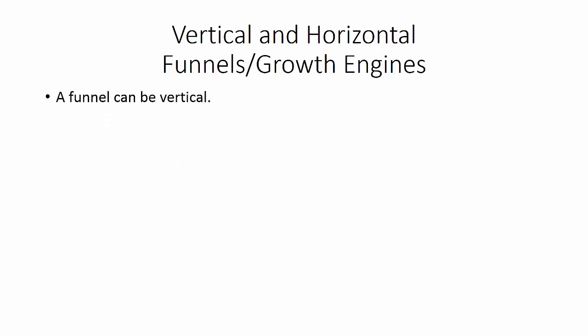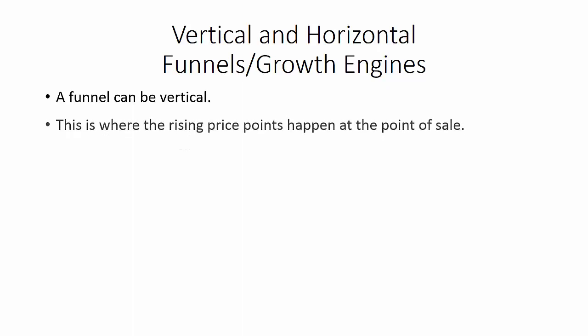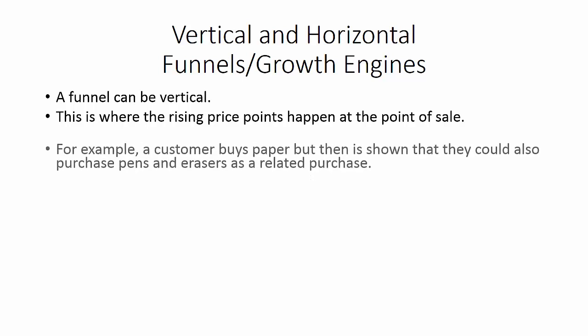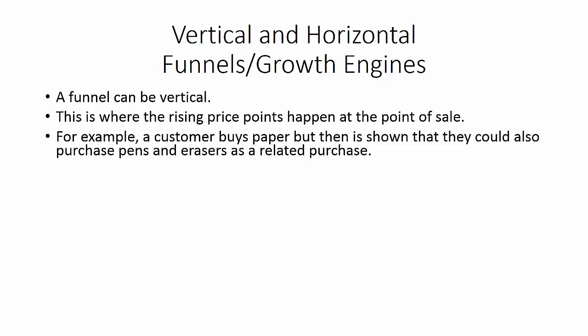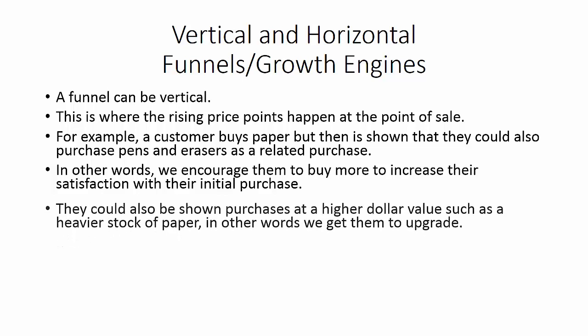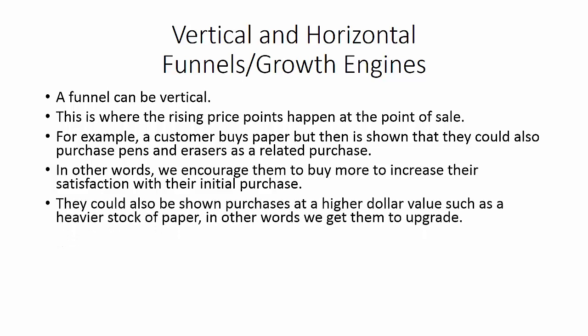Now, a funnel in this case can be vertical, or up and down. Now let's talk about what that means. This is where the rising price points happen at the point of sale, or when the customer has their wallet out, or when the customer has exposed their payment method. For example, a customer buys paper and then is shown that they could also purchase pens and erasers as a related purchase at that point in time. In other words, at that point in time, we encourage them to buy more to increase their satisfaction with their initial purchase.